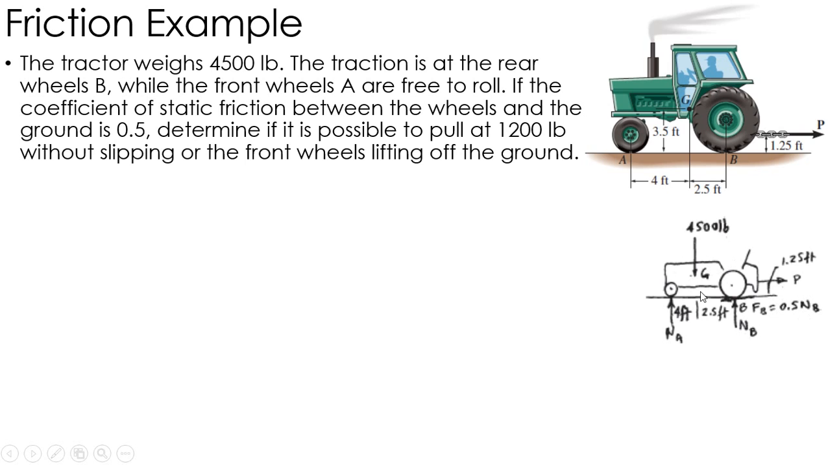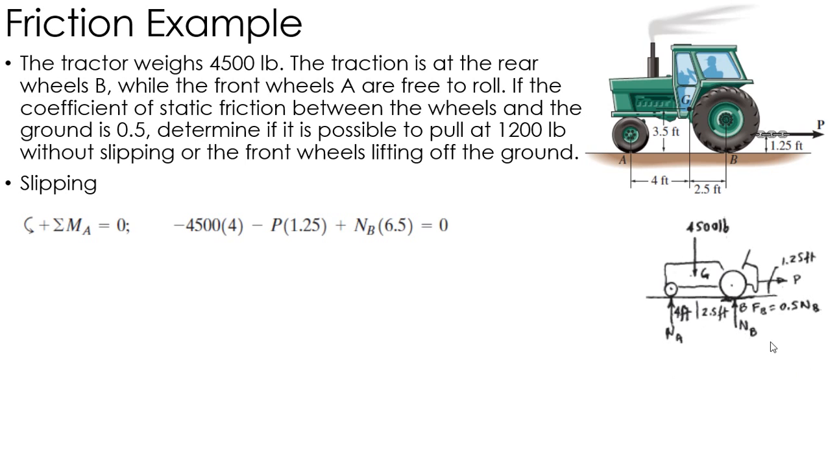Now I need to figure out how much I can pull without slipping and how much I can pull without popping a wheelie. So we'll start with the slipping. We will sum the forces about A, and what we're ultimately trying to do is figure out how much force I can pull. So I'll sum the moments about A. I've got the weight, so that's 4 feet times 4,500 pounds. I have my P, which is 1.25 feet up, being pulled at 1,200.